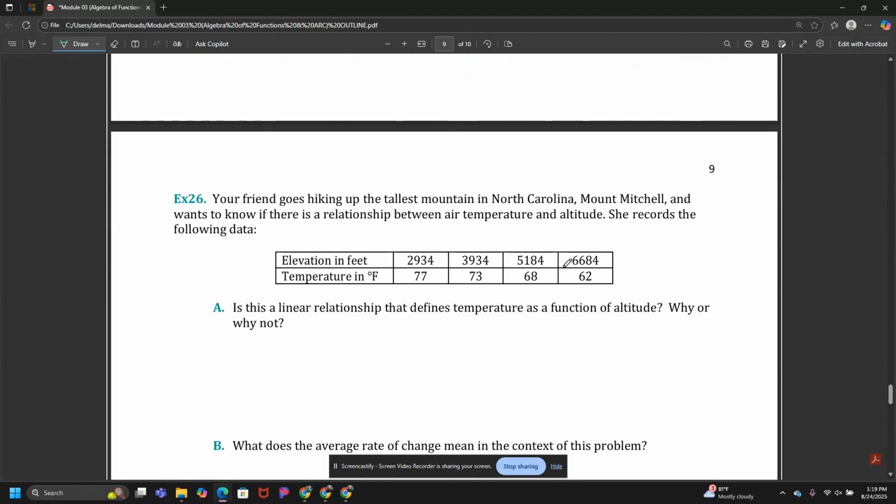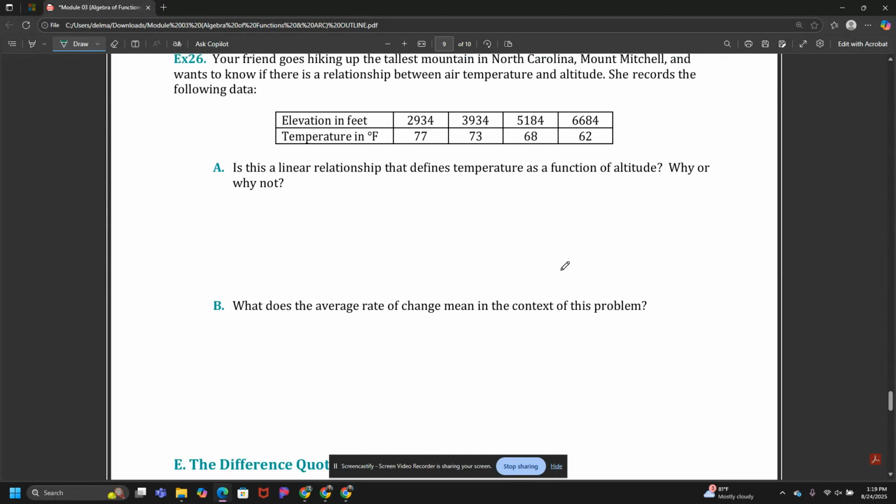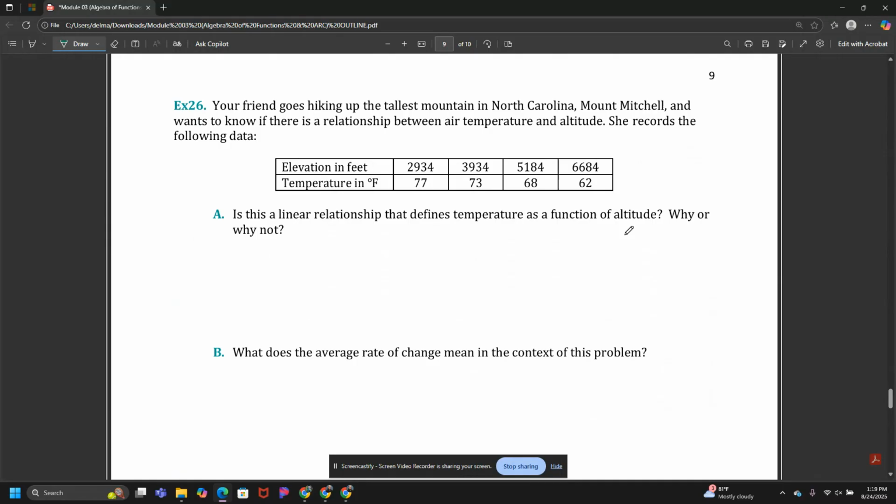Okay. Your friend goes hiking up the tallest mountain in North Carolina, Mount Mitchell, and wants to know if there is a relationship between air temperature and altitude. She records the following data. Is this a linear relationship that defines temperature as a function of altitude? Why or why not? Well, let's look. I went up, what, 1,000?